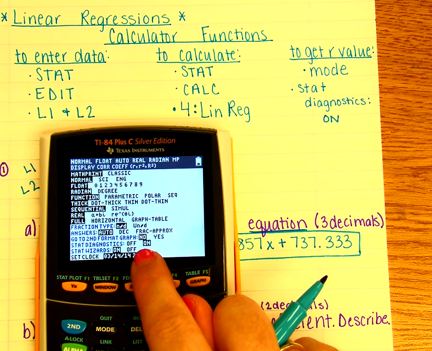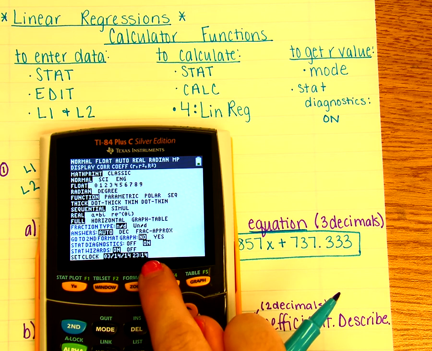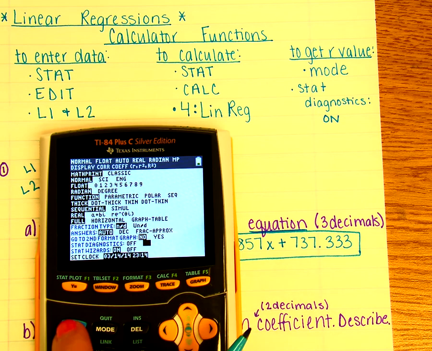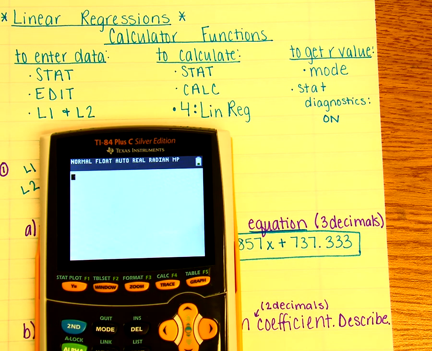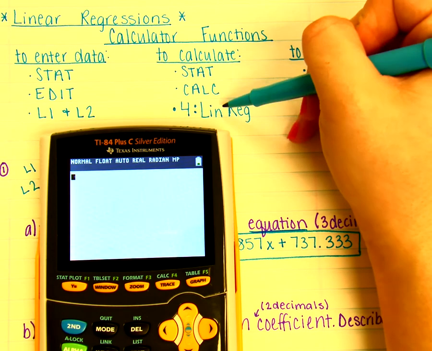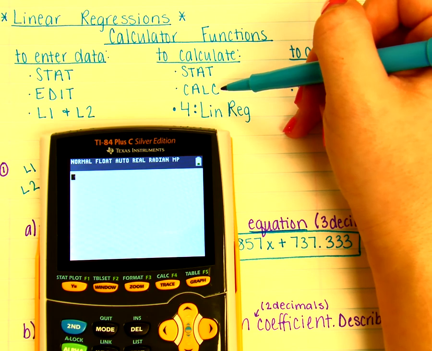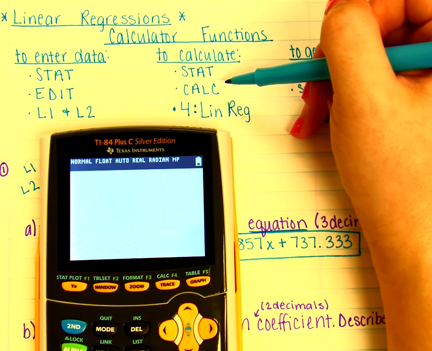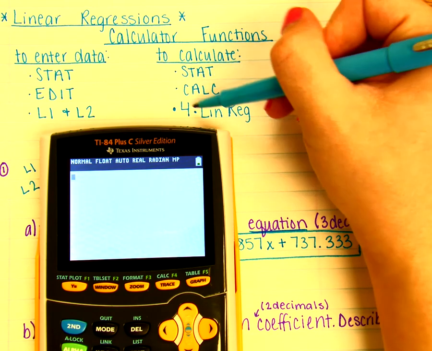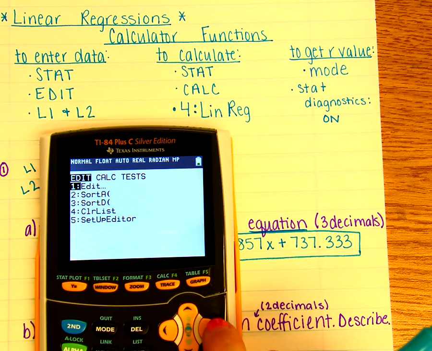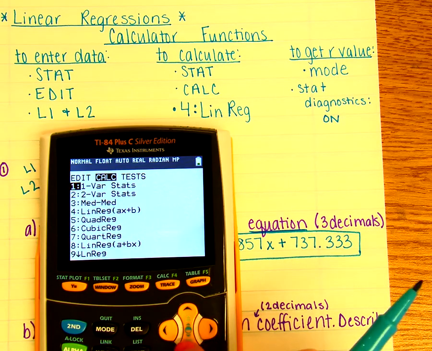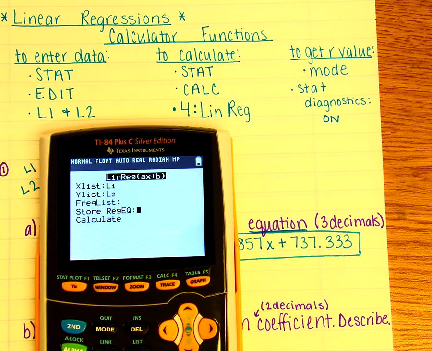Now that I have my stat diagnostics turned on, and you should all be doing this in your calculator if you haven't done so yet, once we have our stat diagnostics on, I'm going to hit second and the mode button to get back to my main screen. I want to recalculate my linear regression line, and I'll be able to find my linear correlation coefficient. So I'm going to press these functions again on my calculator, stat, go over to calc, and scroll down to choose option 4, and hit enter a bunch of times.